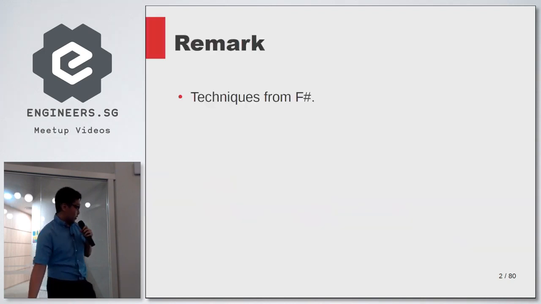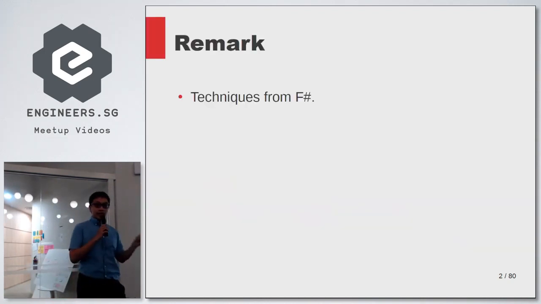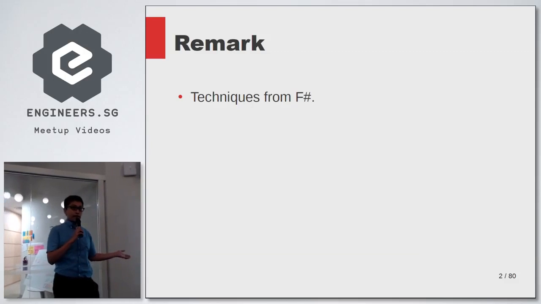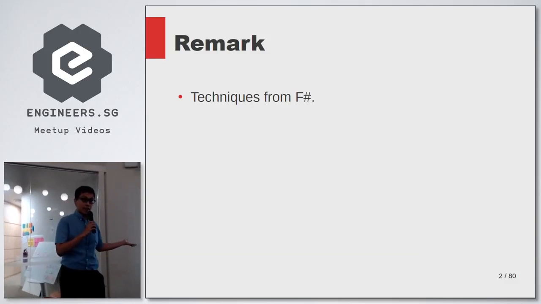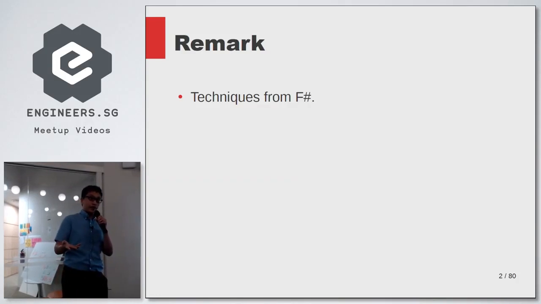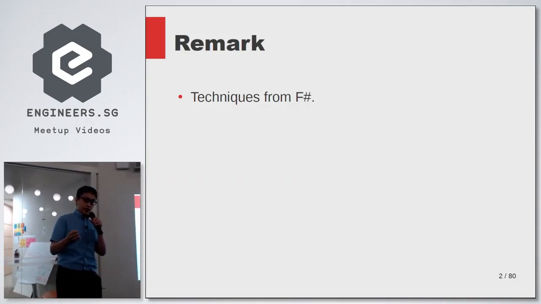So just a quick remark that the techniques that I'll be showing in this talk come from a different language called F#. F# is a functional first programming language developed by Microsoft. The language design of F# comes from a lot of different languages like Haskell and OCaml. It also gains a lot of influence from Python as well. So Python has a lot of good language design that influenced F#, and I want to bring it back from F# to Python and show it to you guys.